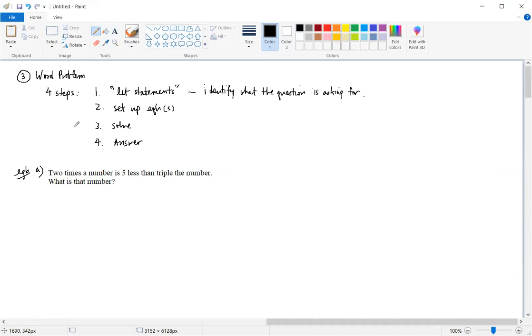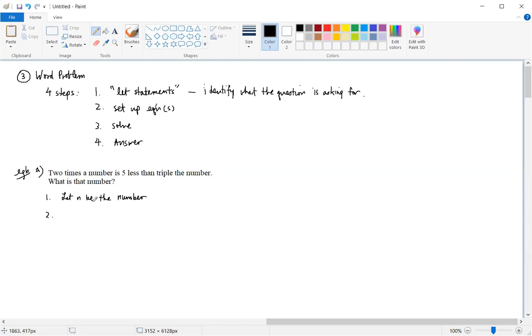As I said, the first step is to understand what we are finding. We want to know what that number is. Let's call that exactly what we want. We can call it x, actually we can call it A, B, C, D, E, F, G, whatever letter is fine. Let me just use n to stand for number. What I want is that number. So the first step is: let n be the number. That's what we are solving.